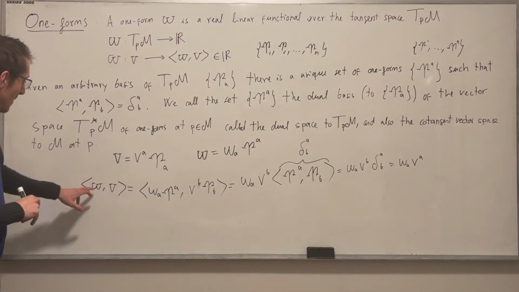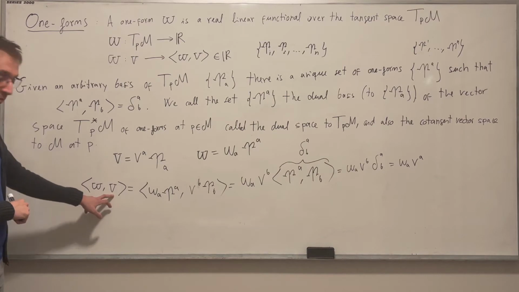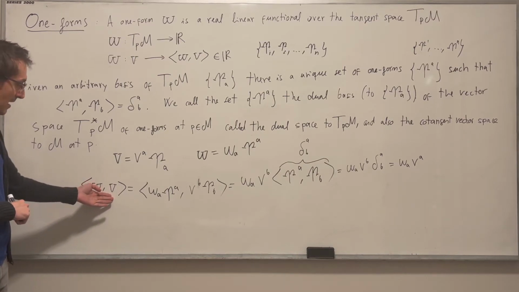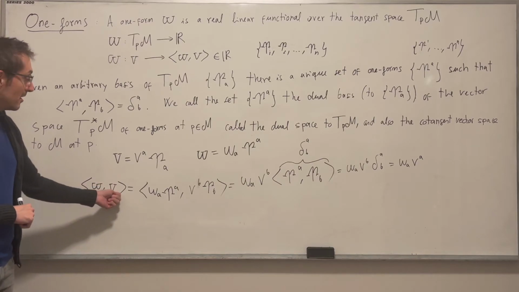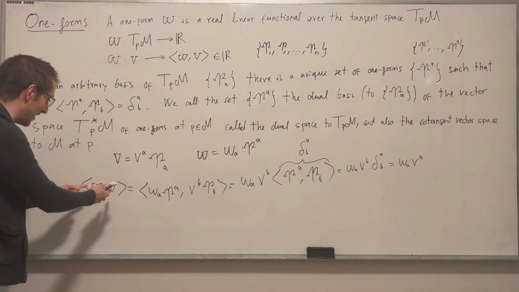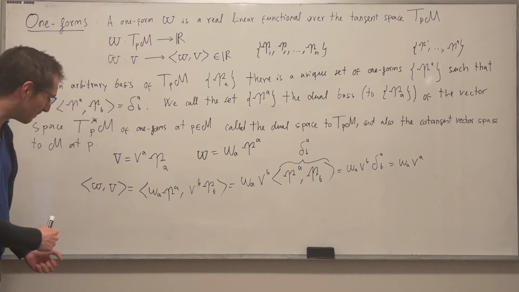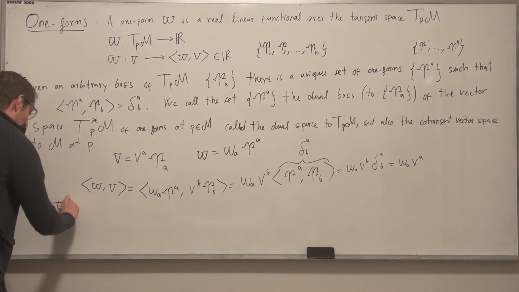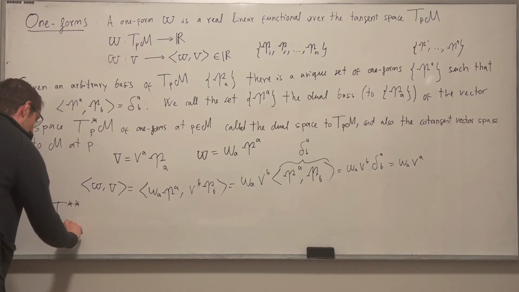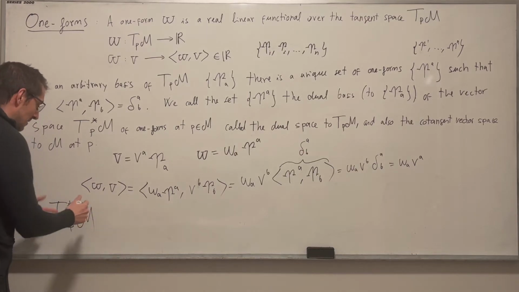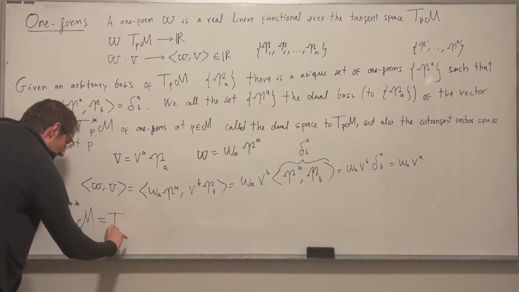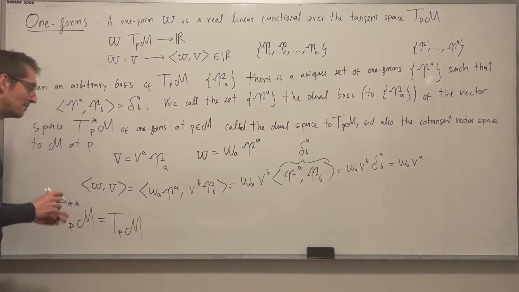Notice that if omega is a linear functional on V, so the one forms are linear functionals on the tangent space, then the vectors are linear functionals on the cotangent space. You can read it as who's multiplying who, right? So that means that the dual of the dual, the tangent vector space to the manifold M at the point P, is exactly the tangent vector space to the manifold at the point P.